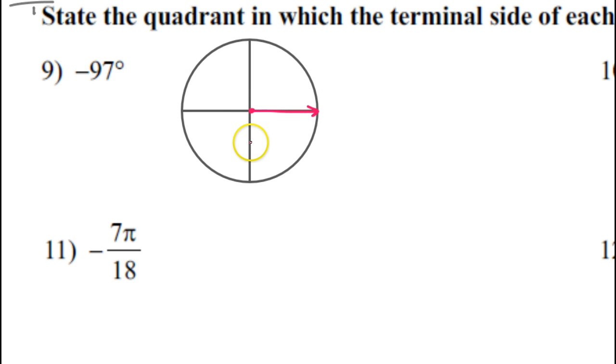So if I stopped here, that would be negative 90 degrees. So got to keep going. If I went all the way to here, that would be negative 180 degrees. So it's going to be somewhere in here, somewhere between those two. So that makes this the third quadrant.